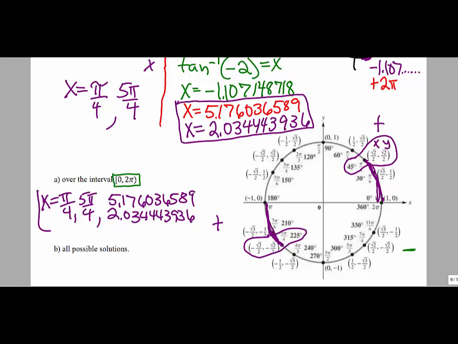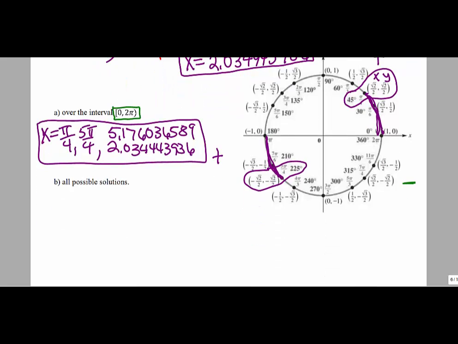Okay, so these are our four solutions that we found that fit in the interval from 0 to 2 pi. Now if I want all possible solutions, we talked about the long way of doing it and the short way of doing it. One way that I could do this is to add 2 pi to all four of these angles. Well, there's a shorter way to do that for this one.